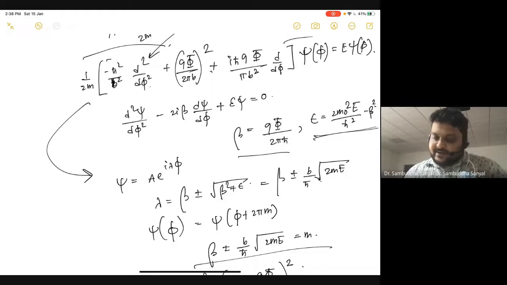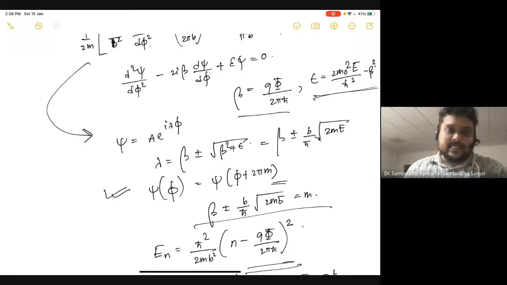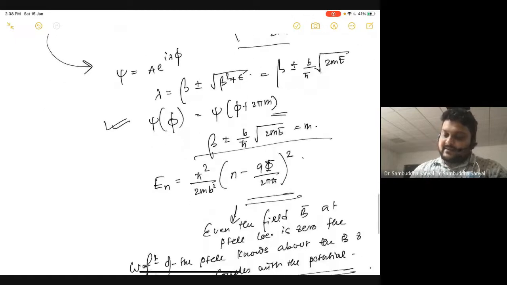So I plug that in, I get this quadratic form, and then I impose the constraint that since it is on a ring, if it returns to the same phi after every 2 pi rotation, then it must satisfy the constraint. That gives me a quantization. And from the quantization, I work out the energy eigenvalues, and the energy eigenvalues have an extra phi dependence in them.